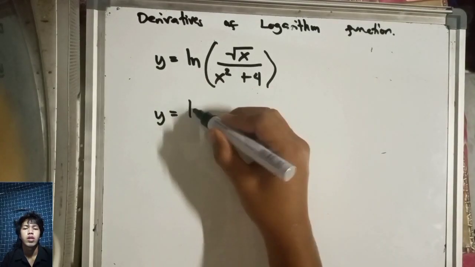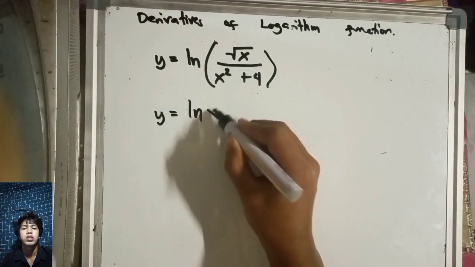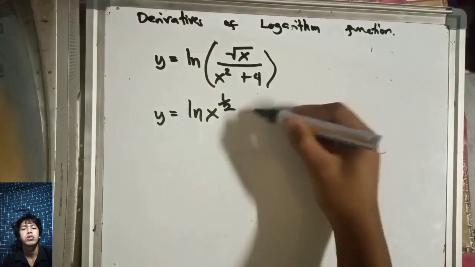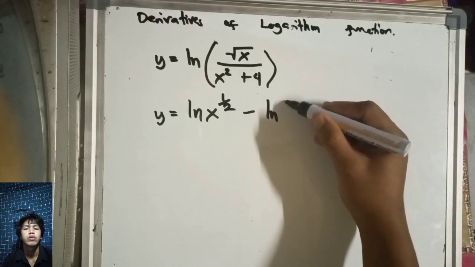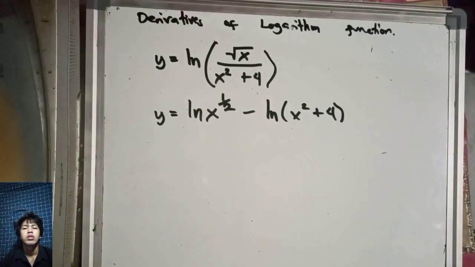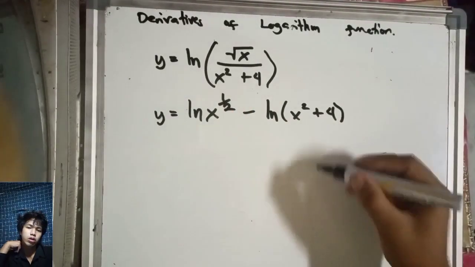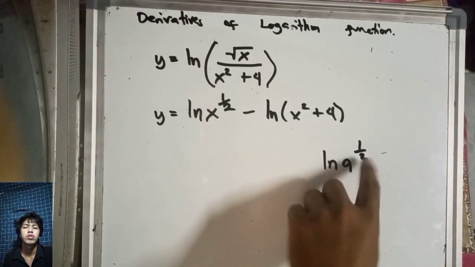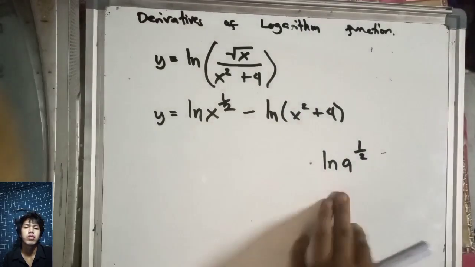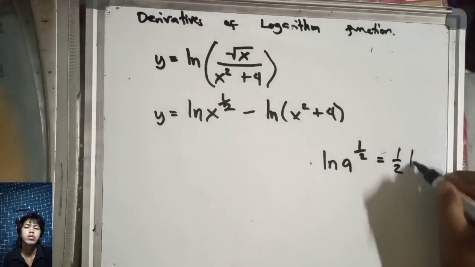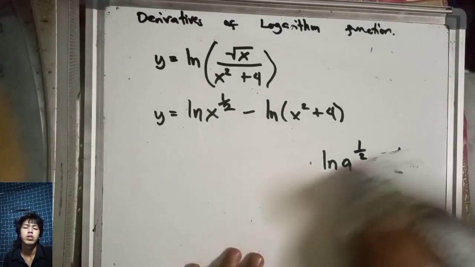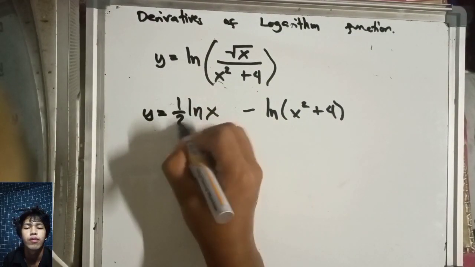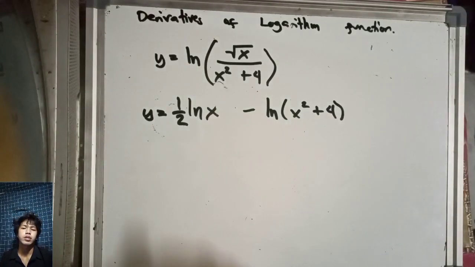So y equals ln of the square root of x over x squared plus 4, which equals ln of x raised to the power of 1/2 minus ln of x squared plus 4. This 1/2, as we know from the rules of logarithms, is an exponent in a logarithmic term, and you can move it to the front as a coefficient of the logarithm. So we can write this as 1/2 ln of x. We move this 1/2 to the front, so we have 1/2 ln of x minus ln of x squared plus 4.